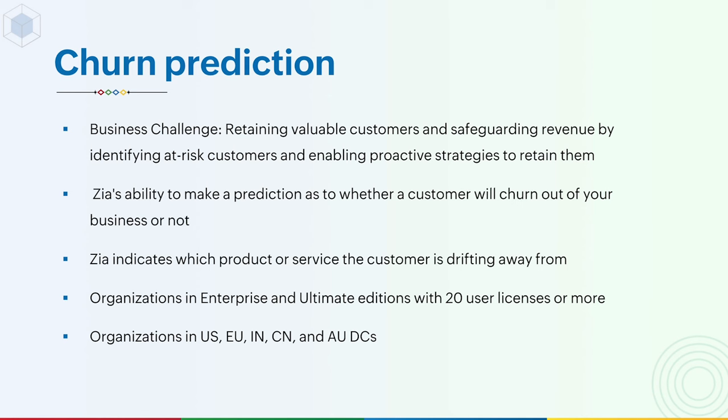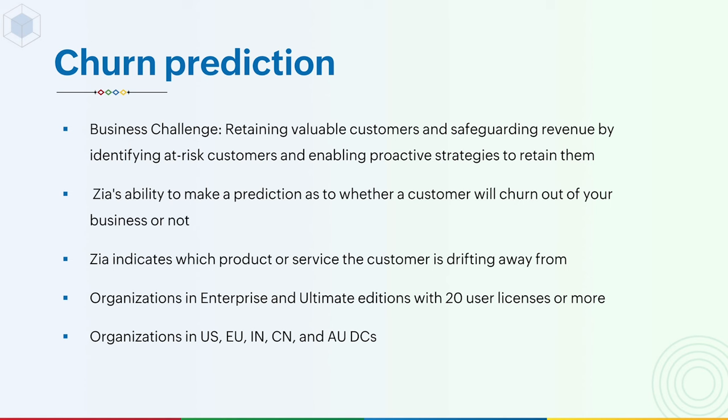This is where one can choose to use Zia's churn prediction. Here, Zia diligently analyzes various data points such as client interactions, property inquiries, and transaction histories. It then generates a churn probability score, which is prominently displayed on each client's record in the real estate CRM. The higher the churn probability score, the greater the likelihood that the client may discontinue the engagement with the agency. Armed with this early warning, your agency can take proactive measures to retain this client or customer.